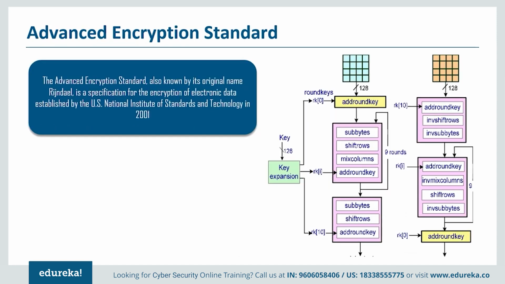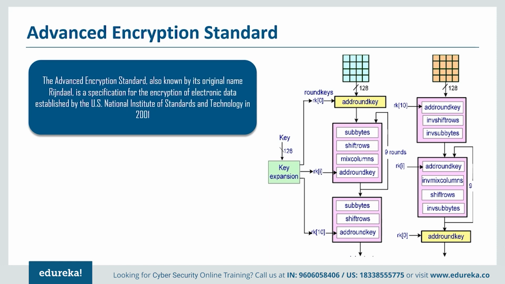Some technical specifications about AES: the original Rijndael algorithm specified variable block sizes and key lengths, as long as those block sizes and key lengths were multiples of 32 bits, so 32, 64, 96, and so on. When AES was published, AES specified a fixed 128-bit block size and key lengths of 128, 192, and 256.